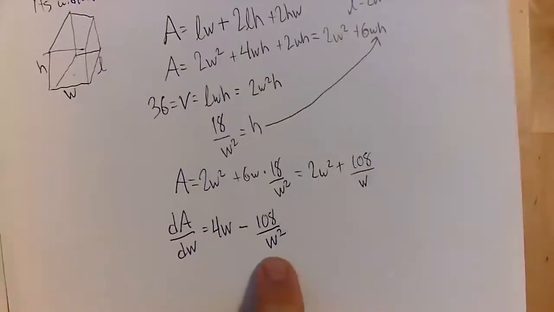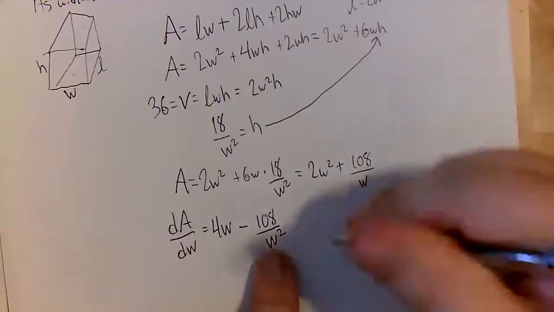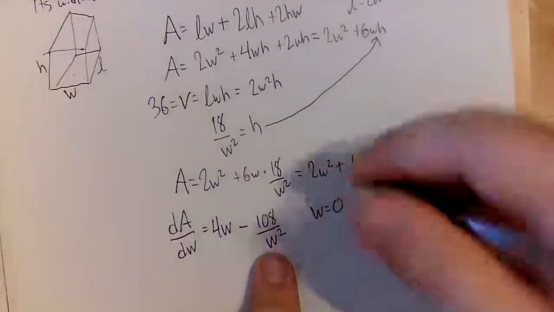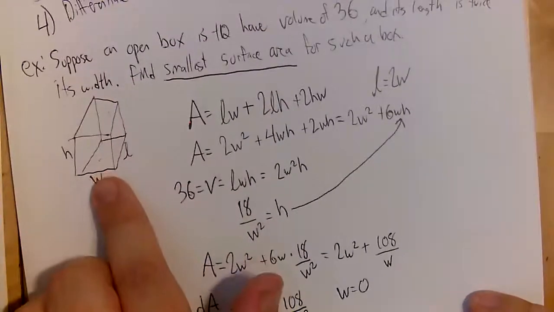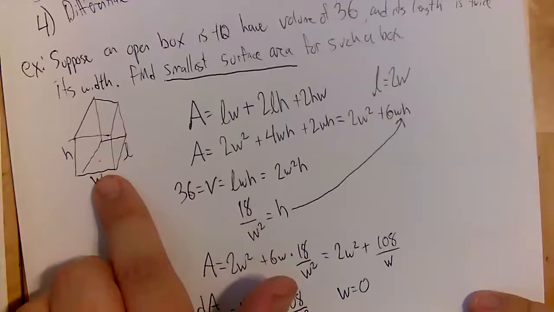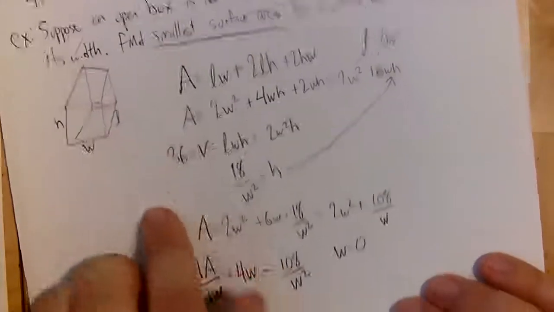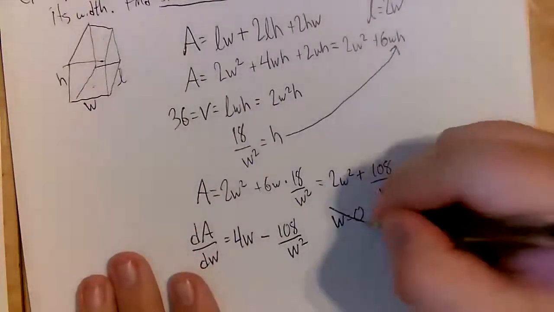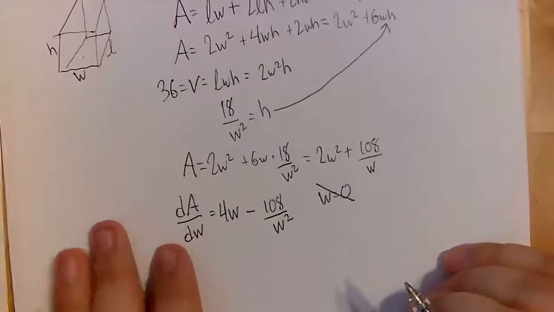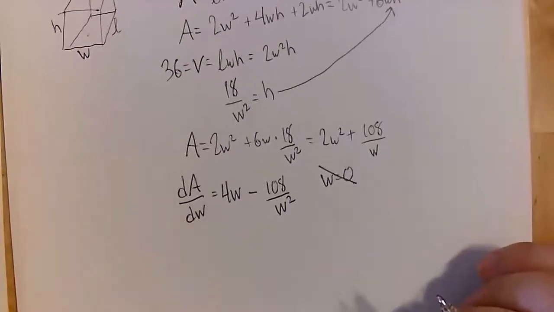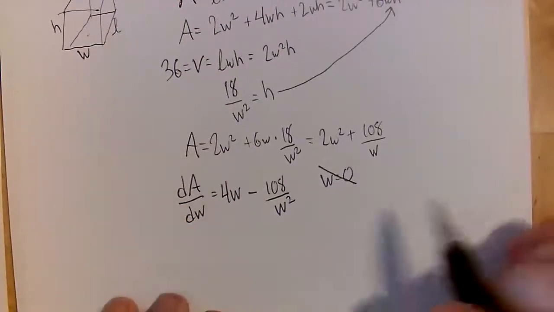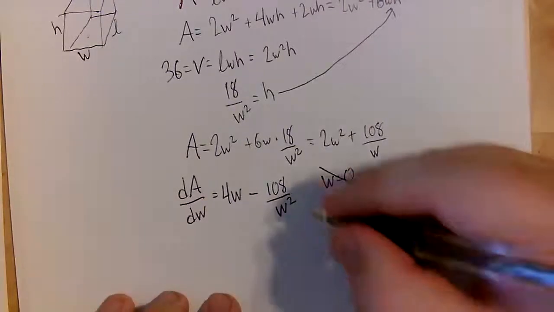Now we see a place where this derivative will be undefined. That will happen at W equals 0. But the thing is that W equals 0 doesn't really make sense with this problem. And why is that? Well, if W was equal to 0, it wouldn't have any width at all. So that doesn't really make sense for a realistic box. So we're going to ignore that critical point. It doesn't make physical sense with our problem. Now that's the only place that this could be undefined.